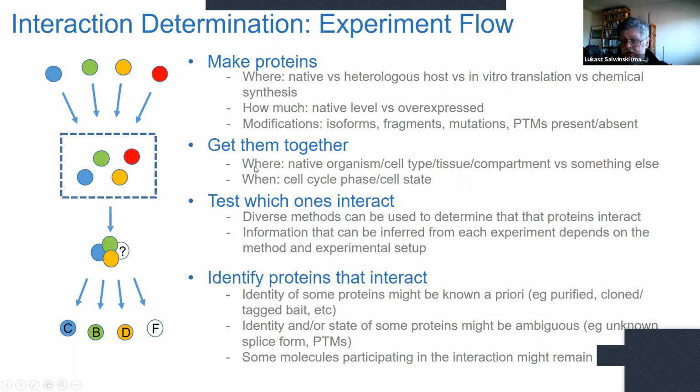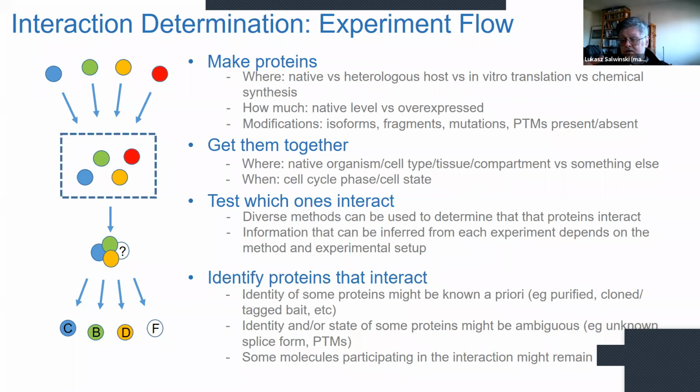Okay, once we brought the proteins together, we do have to test which of those interact. So this is the actual interaction experiment. This is the method that is used to identify that an interaction happened, and there's an entire slew of those. There's a lot of different ways of testing if an interaction happens, and the interaction record will mention what method was used in one particular experiment.